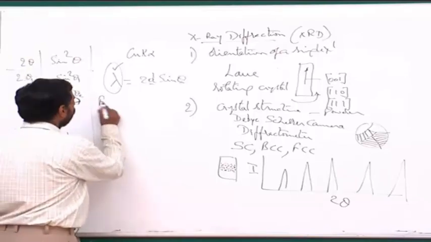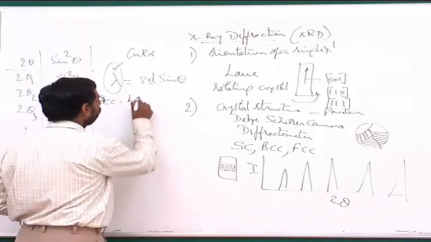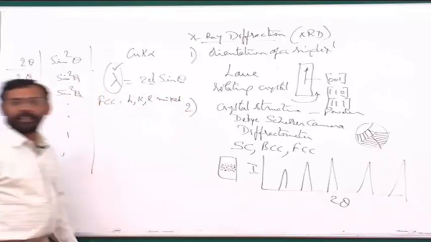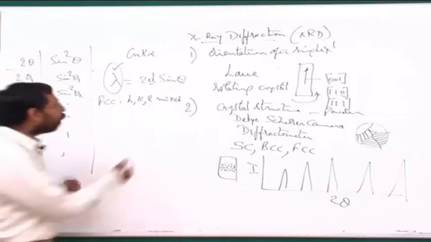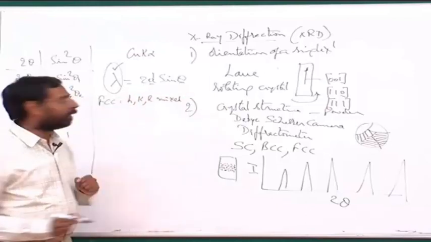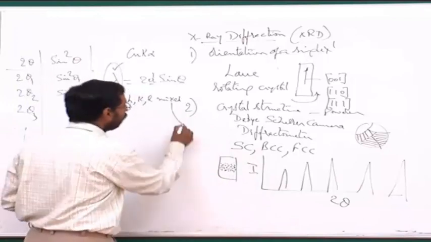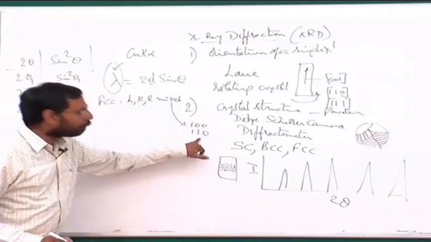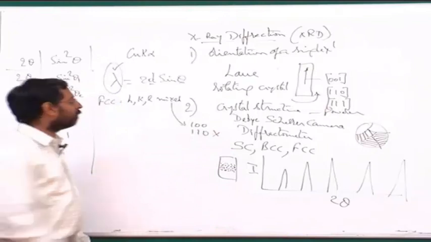For example, we have said for FCC, if the HKL are mixed, then you do not get any diffraction pattern, any intensity for that plane at all. What do I mean by mixed? That means if some of the HKL are odd and some are even, then you will not get any peak corresponding to such a plane. For example, if I take 100 or 110, you see here 2 of them are odd and 1 is even, and such a peak does not exist in an FCC pattern.